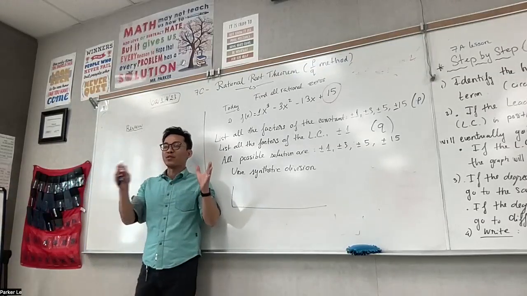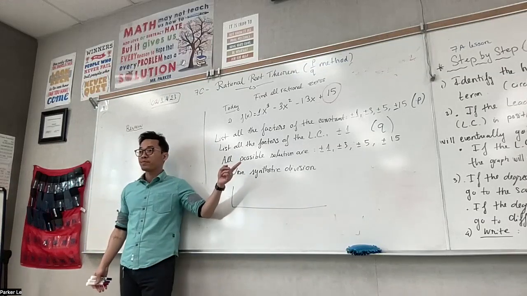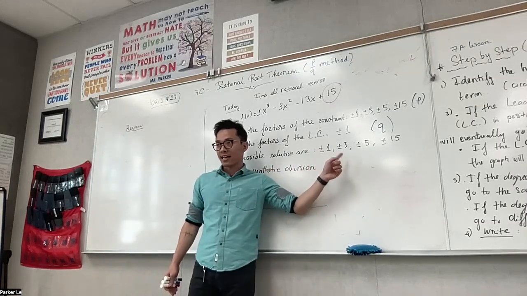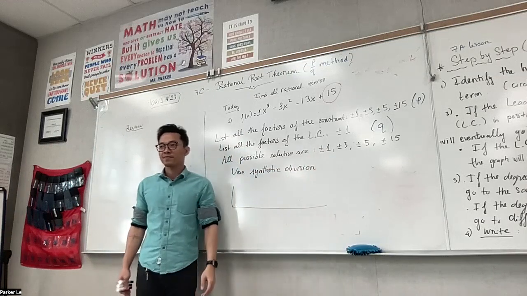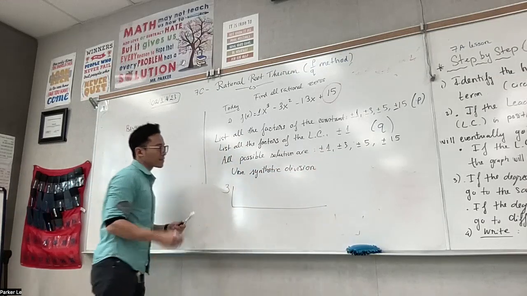Now I have a pause between the candidates. How many candidates? How many? 8. Because plus and minus. Don't forget that. 8. What number you want to try? 3? Okay, let's try 3.